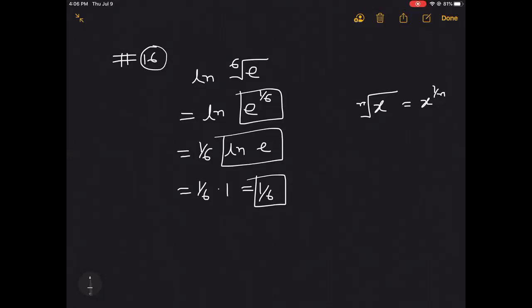Okay, what's next? Number 13. Use properties of logarithms to find the exact value of the expression. Do not use a calculator.